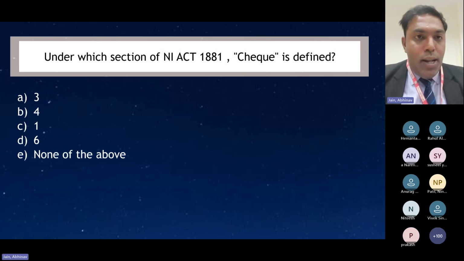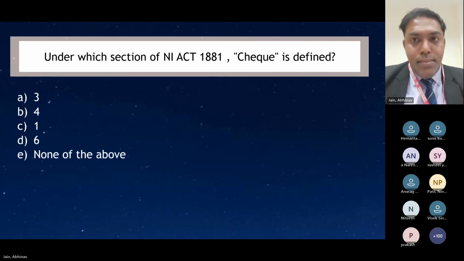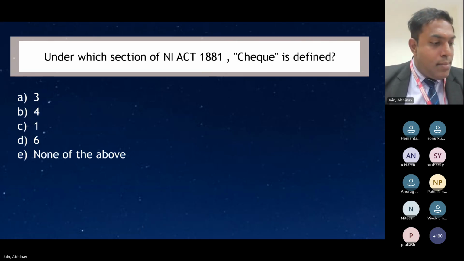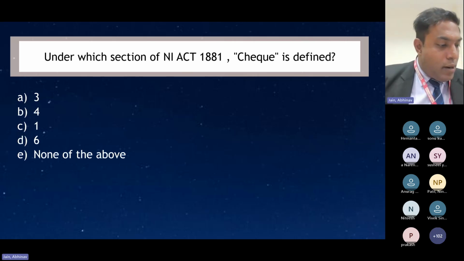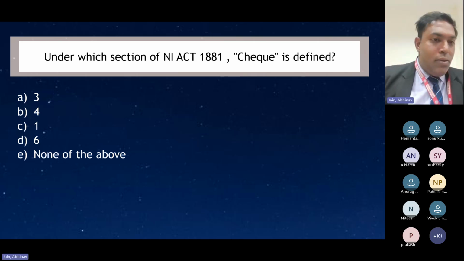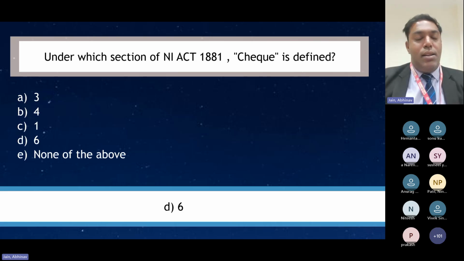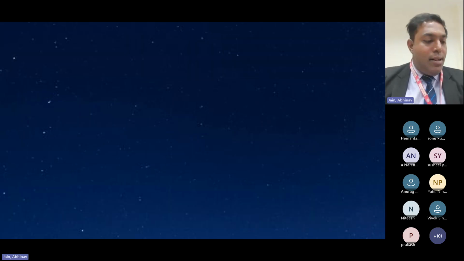My first question to you is, under which section of the NI Act 1881 is a cheque defined? Please post your responses. Please do respond. Take your time. Some are writing E; 6 is the correct answer. Good. D. Okay, so D is the correct answer. Under section 6 of the NI Act 1881, we are defining cheque.